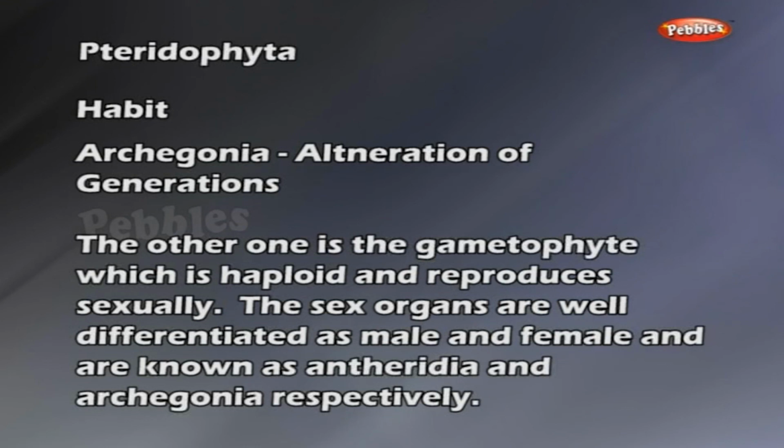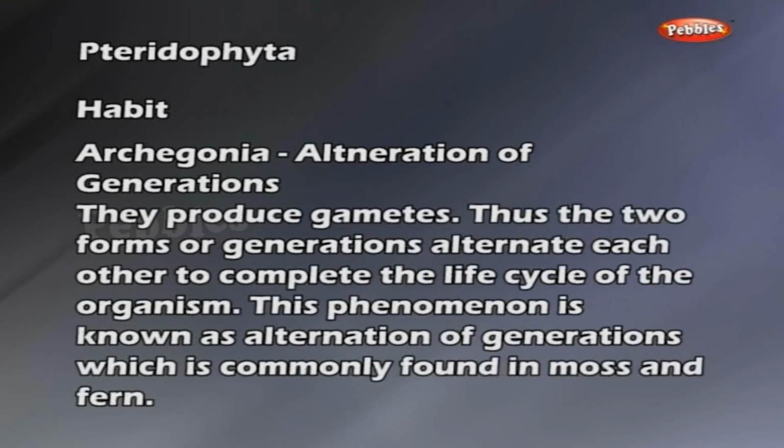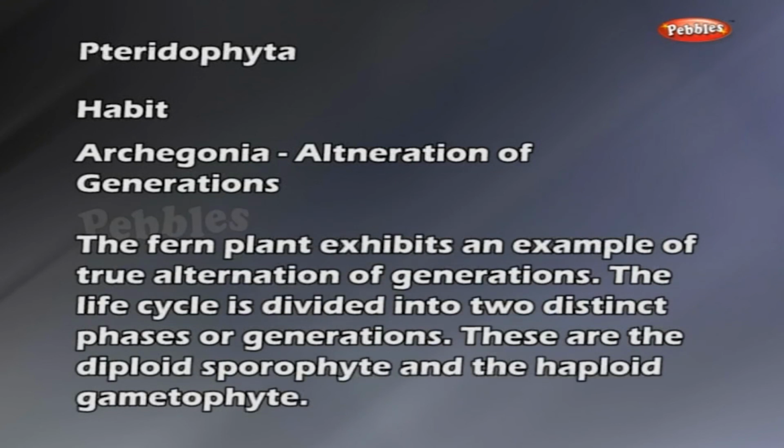The sex organs are well differentiated as male and female and are known as antheridia and archegonia respectively. They produce gametes. Thus, the two forms or generations alternate each other to complete the life cycle of the organism. This phenomenon is known as alternation of generations, which is commonly found in moss and fern. The fern plant exhibits an example of true alternation of generations.